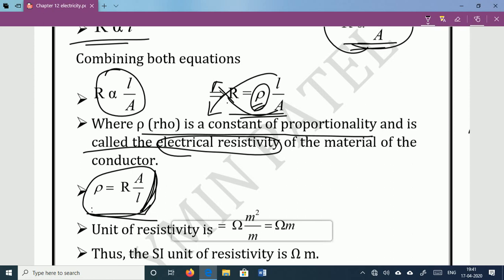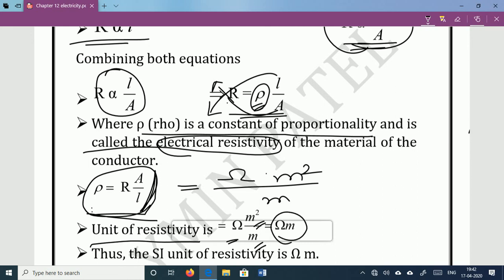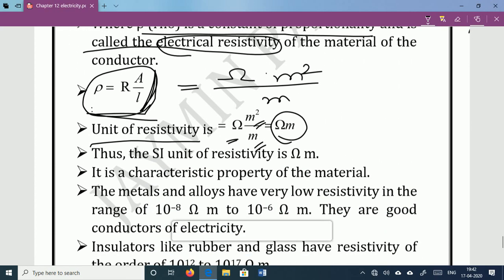Now what is the unit of R? The unit of R is ohm. What is the unit of A? It is meter square. What is the unit of L? It is meter. So ohm meter square divided by meter. Ultimately, the unit of resistivity is ohm meter. So the SI unit of resistivity is ohm meter. It is the characteristic property of the material and does not change with the length and area.